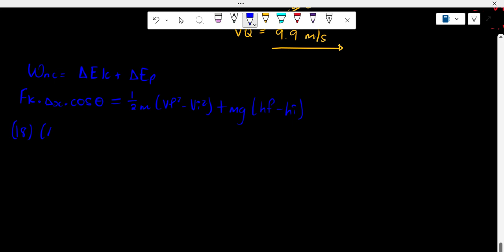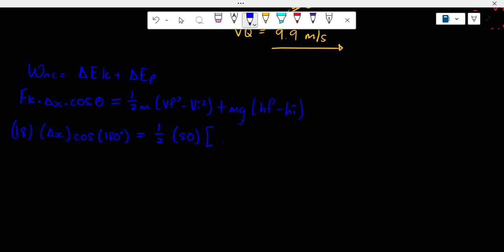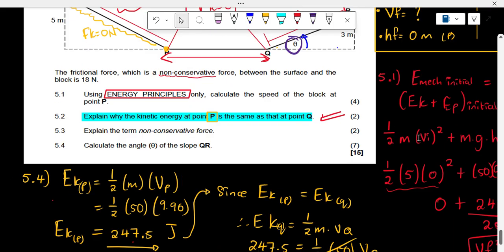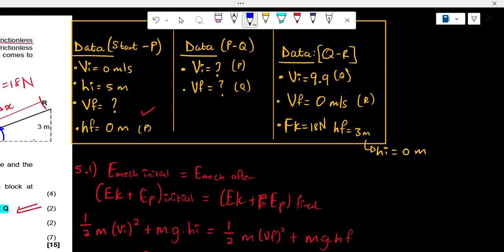We don't have delta x. That's actually what I want. And we know this is friction and it does negative work. Guys, what did we say? When a force does negative work, then what's the value of theta? 180. Yes. So this is then going to be equal to 1/2 times the mass, which is 50, open the bracket. The final velocity is at point R, and we said that's 0. The initial velocity is 9.9.